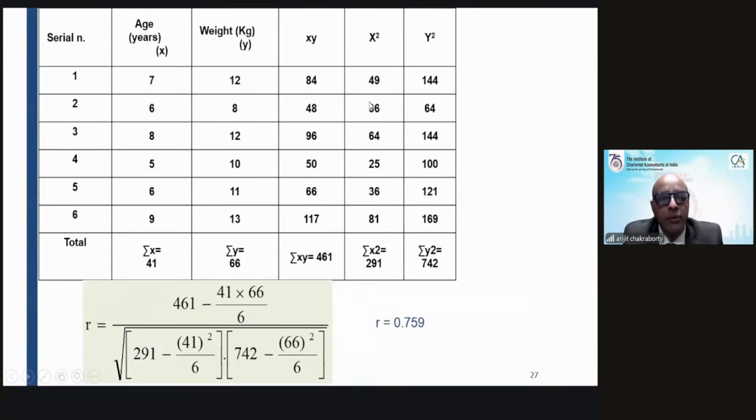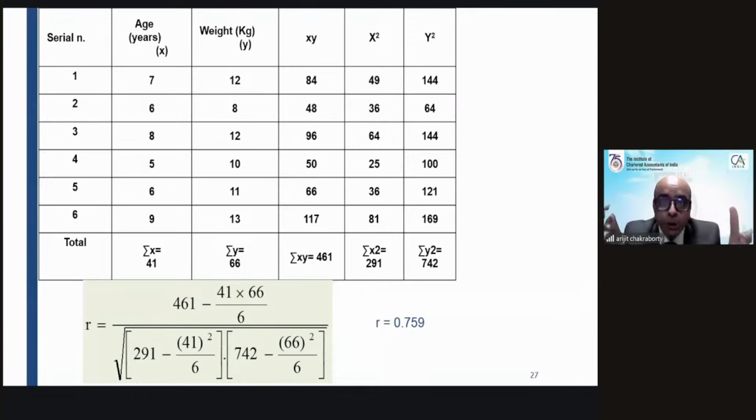So in this slide you can see sigma xy has कैसे workout किया गया है, आप देख सकते हो. xy आप देखो, for serial number 1 x is 7, y is 12, so xy becomes 7 into 12 यानी 84. Serial number 2 आप देखिए, age is 6 and the weight is 8. Okay, so product xy is 48. इस तरह से फॉर सीरियल नंबर 1 से शुरू करके सीरियल नंबर 6 तक, here n is 6, xy का प्रोडक्ट बनाया गया है and we are getting sigma xy which is 461.